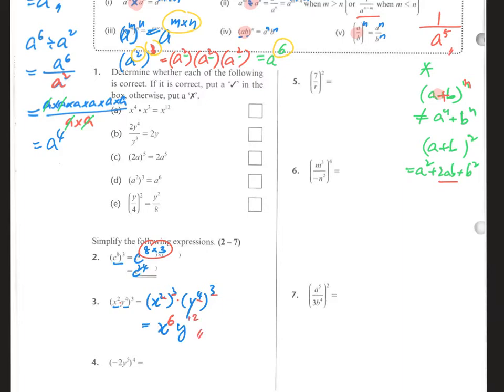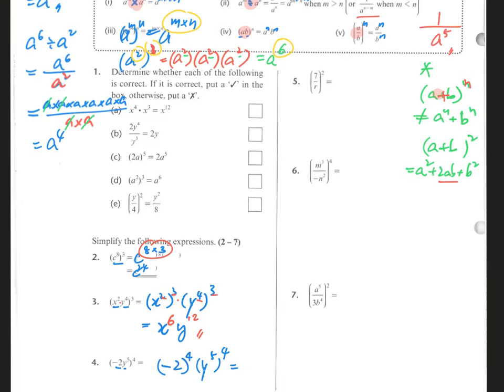Number 4 will be harder because this time it's minus 2 and y to the power 5 together. A very common mistake is to keep the minus sign or expect minus as the answer. It's definitely wrong. Indeed, you should do minus 2 raised to the power 4, minus 2 together as a whole raised to the power 4, while y to the power 5 is to the power 4 as well.